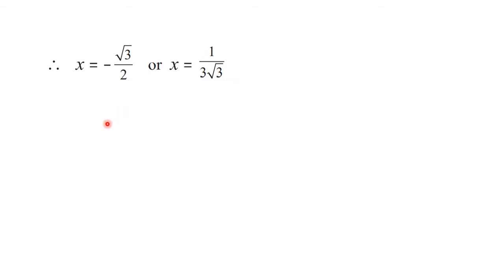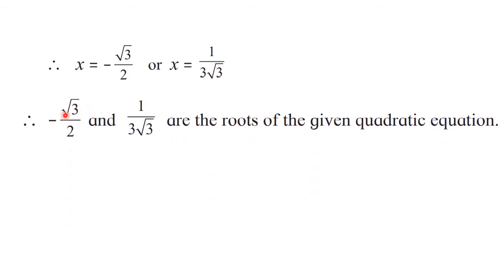And then we can write down that these two values are the roots or the solutions of the given quadratic equation. That means minus root 3 upon 2 and 1 upon 3 root 3 are the roots of the given quadratic equation. Okay. Now with this we have completed the discussion of solved examples. Now let us go towards practice set 2.2.